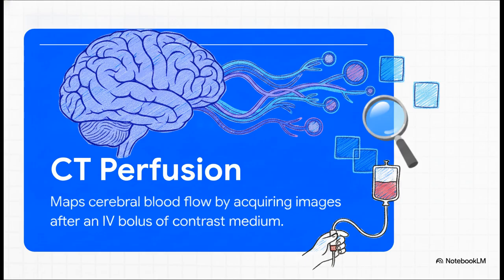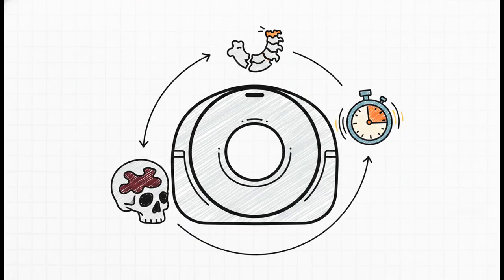It's a brilliant technique that maps out cerebral blood flow by taking continuous images right after an IV bolus of contrast medium. Now, while we usually talk about this with strokes, being able to understand blood flow and identify struggling ischemic tissue without needing some invasive catheter angiography is a massive advantage when you're in the middle of an acute crisis.